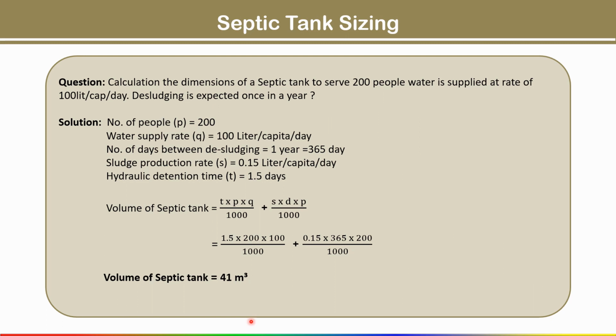Once you get the volume of the septic tank, you can easily find the dimensions of the septic tank. If you remember, I have told you how much depth we have to take for a septic tank: not more than 1.5 to 2 meter. Between this range only you have to assume the depth of the septic tank.